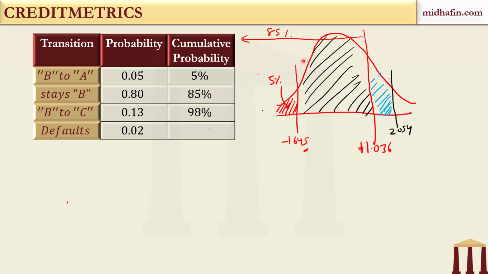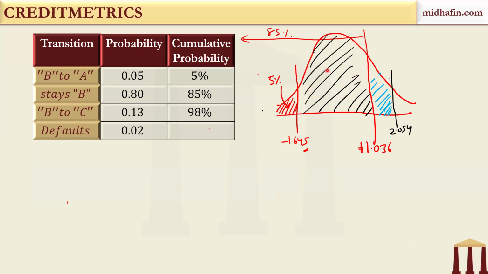Okay. So if the cumulative probability is 5%, then you know that the corresponding Z value is negative 1.645, because to the left of negative 1.645, you have 5% of the area. Similarly, the corresponding value, you can see the Z table and check for 0.85, you will get plus 1.036. It means to the left of plus 1.036, you have 85% of the area. So 80% is between these two.